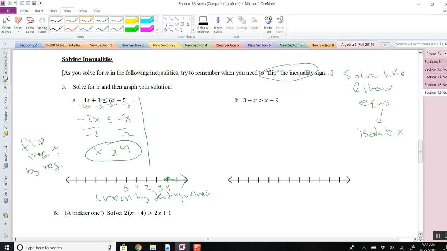So what if I decide to move the 4x from left to right? So I'm going to copy the inequality again. But what if I decided to do this? Which is fine. That's not a problem. If you want to do that, so be it. And then, of course, I'm going to add 5 to both sides.